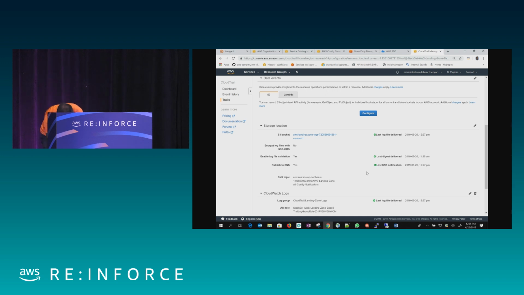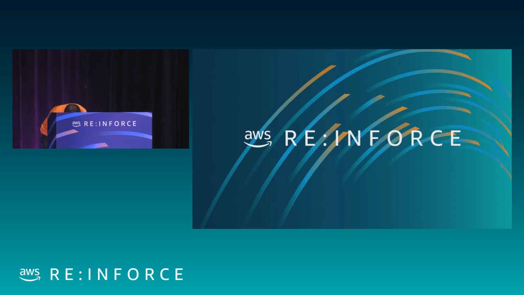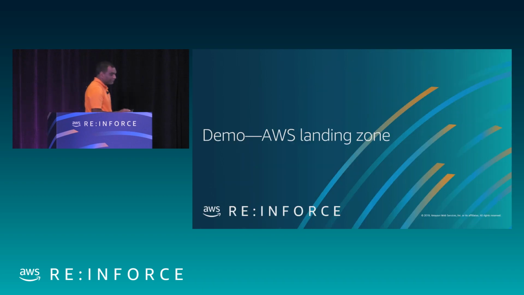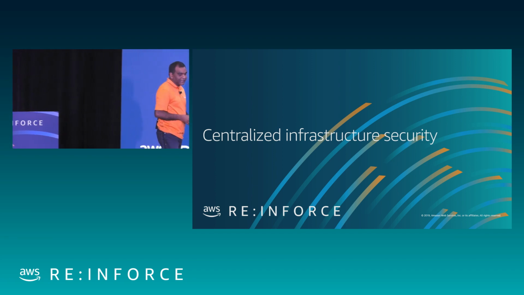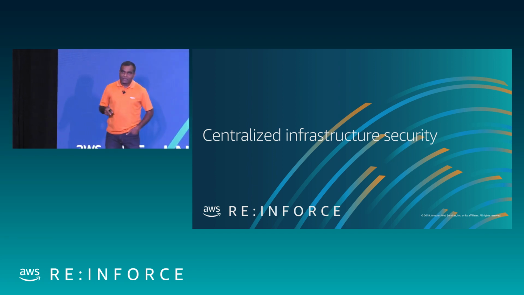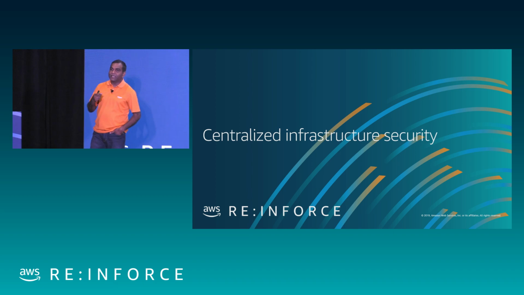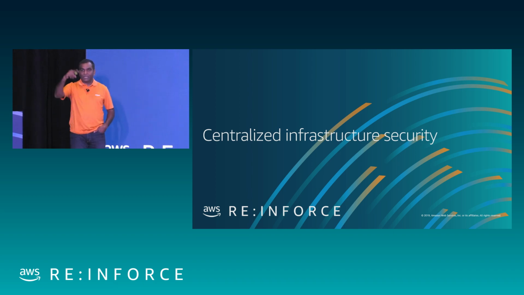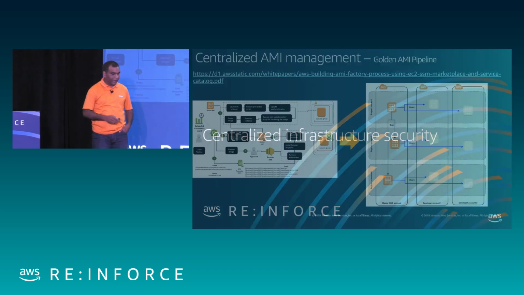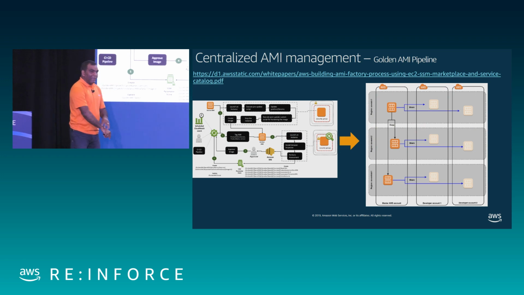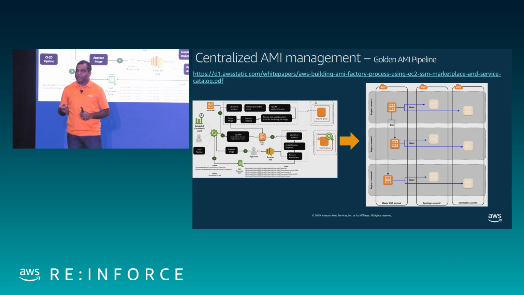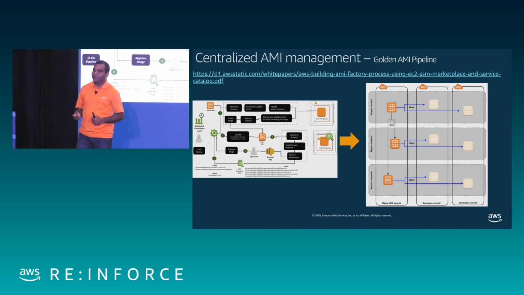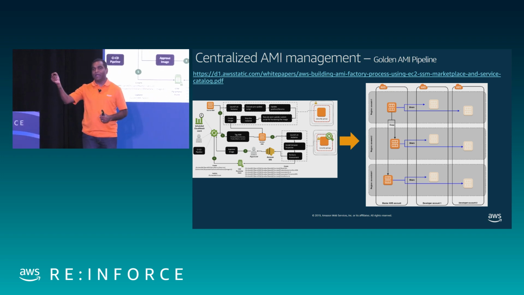So then comes your infrastructure. Now you have checked off a few things on the checklist. Let's look at how you manage the central infrastructure security to check off more checklist items. For AMI management, as I said, the key to having good infrastructure, or good EC2 instances within your account, all starts from a good AMI.